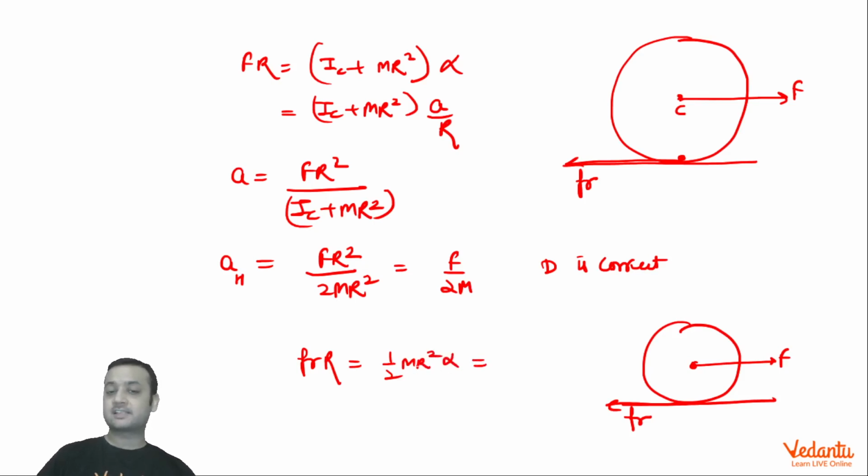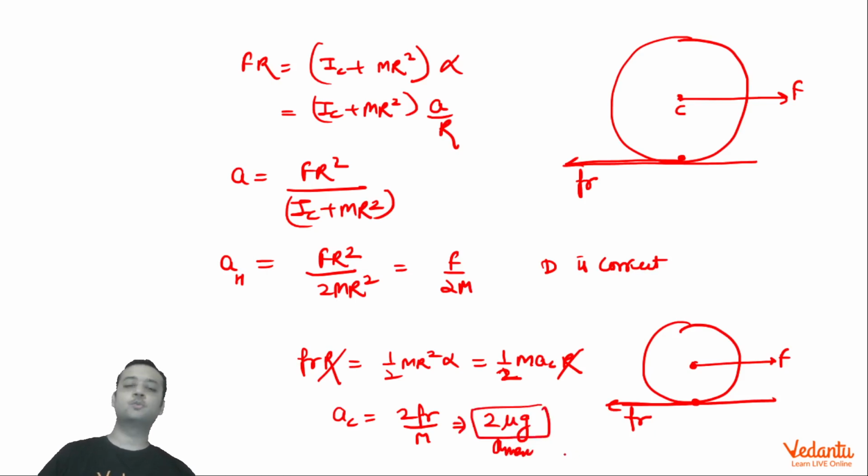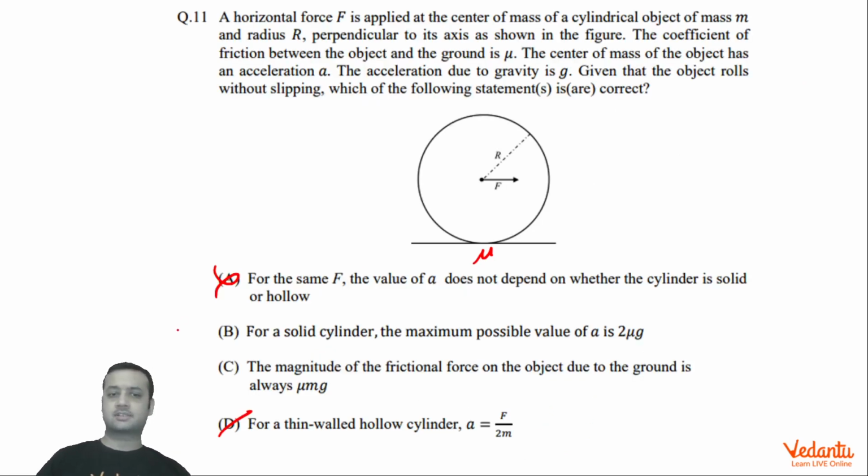The condition of pure rolling is satisfied, so R alpha we can write as AC. And one R will be remaining. Now it is very easy to see from this equation that if we want to maximize AC, then friction has to be maximum. It's very easy to see. Hence we make friction maximum, giving 2 Fr upon m, and the maximum value of friction will be mu mg. So what will be the value of A max? This is A max. A max is 2 mu g. Okay, and hence maximum acceleration is 2 mu g. So this is the correct option.